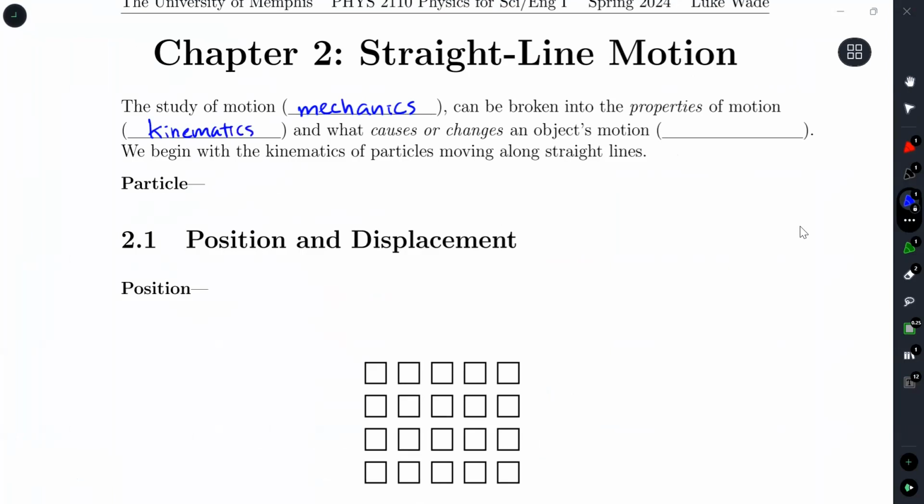And then later on, we're going to look at what causes that motion or changes it. So something's not moving, now it is. Something did that. If something was moving a certain way, but then it turned or it sped up or slowed down, something caused that. That's dynamics.